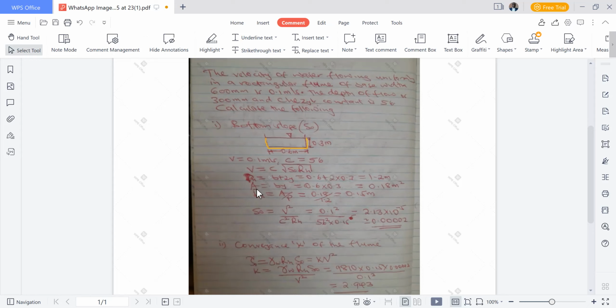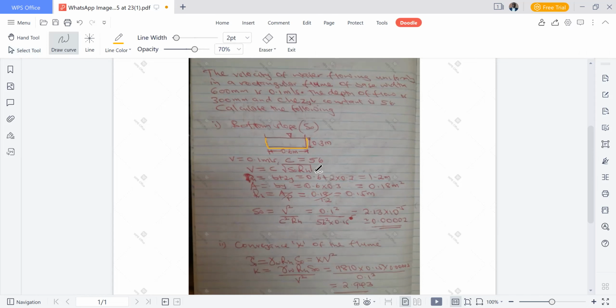But now area, we know that is simply length times height, or we can say B times Y, which is 0.6 times 0.3, you get 0.18 meter squared. Now, hydraulic radius is the ratio of area divided by wetted perimeter P, which is 0.18 divided by 1.2, you get 0.15 meter.